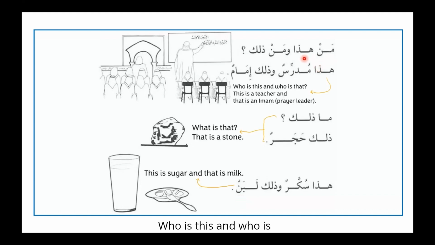Who is this and who is that? This is a teacher and that is an imam or prayer leader. What is that? That is a stone. This is a sugar and that is a milk.